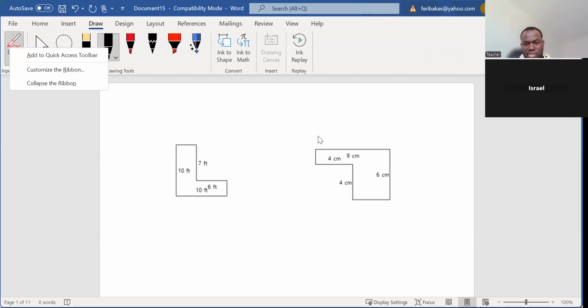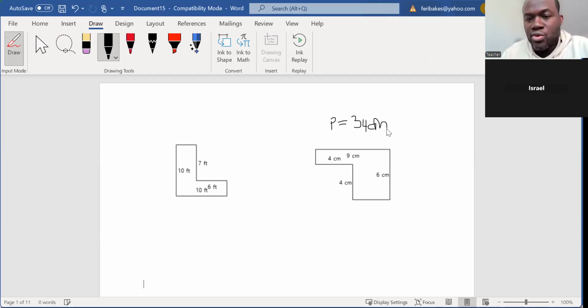So I'm going to write your answers down. What's your perimeter for this? You got 34? 34 centimeters. Okay. And then what's your area? 38 centimeters squared. Okay.